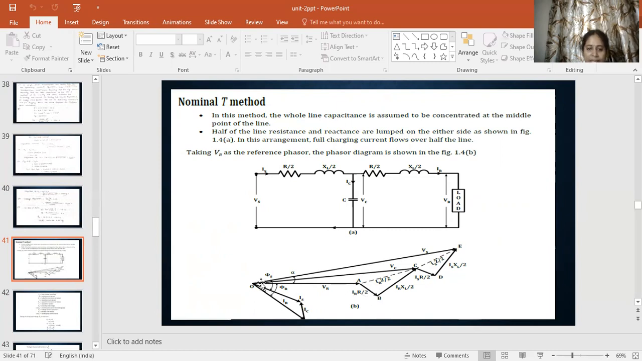And here the same, the current Is is at an angle phi s with respect to Vs, and IR is at an angle phi r, the current lagging with respect to Vr. And the IC representation here also, no problem, is at 90 degrees with respect to Vr, that's a vertical line, and to draw the same direction of vertical line, here we can draw. This is the vector representation for the nominal T method.